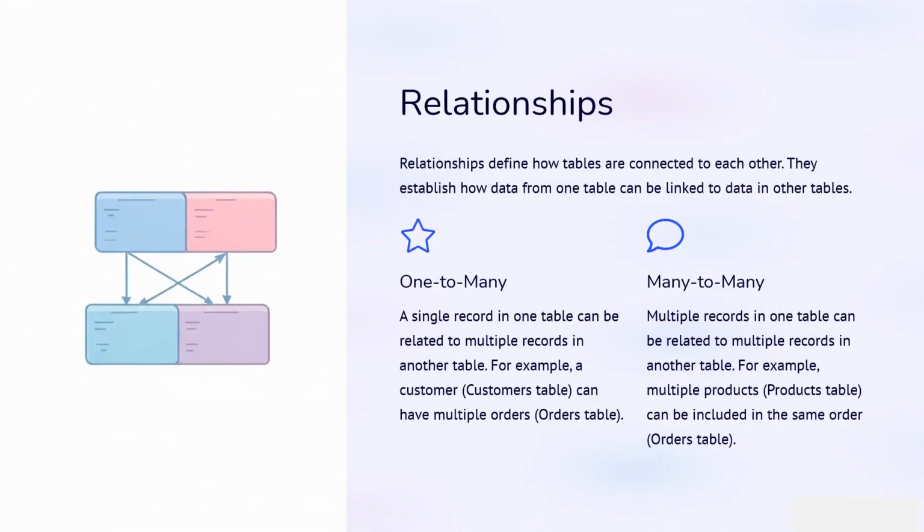We have relationships. Relationships define how tables are connected to each other. We have one-to-one, and we have many-to-many. Under one-to-one, a record in one table is related to a single record in another table. And then many-to-many, where multiple records in one table can be related to multiple records in another table.